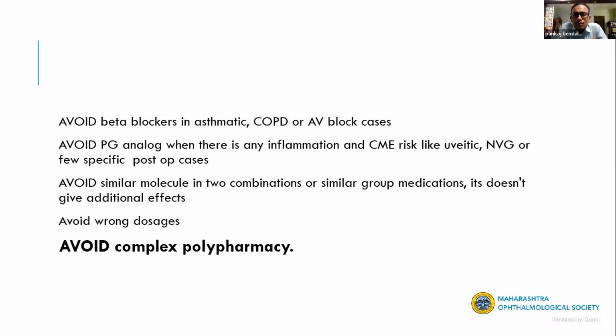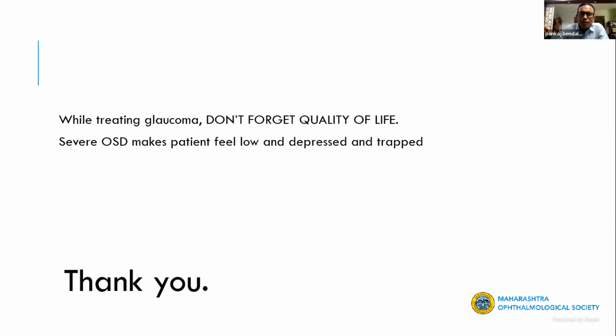Avoid any wrong dosage also. And in short, avoid complex polypharmacy which is disturbing the ocular surface; I think it is not the way to go forward. So while treating glaucoma, don't forget about quality of life. In severe OSD, patients feel very low, depressed and trapped, and you take them out of that by substituting the irritating molecules. And if that doesn't work, then you are close to intervention. That's how you make patients more comfortable with the disease and achieve the right point of healthy control of glaucoma with a better quality of life. Thank you.